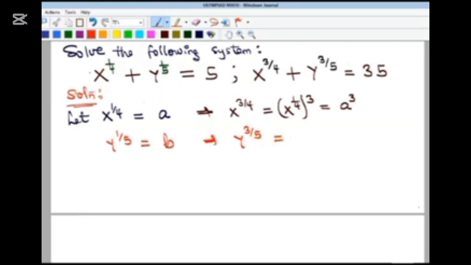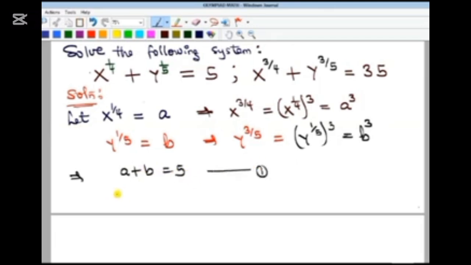And so if you follow this method, this one will now become y to the power of 1/5 all raised to the power of 3. And so our b will also be to the power of 3 here. So in other words, our equations have changed. The first has now become a plus b is equal to 5 as equation 1. And then the second has become a raised to the power of 3 plus b to the power of 3 is equal to 35. And this is now our equation 2.